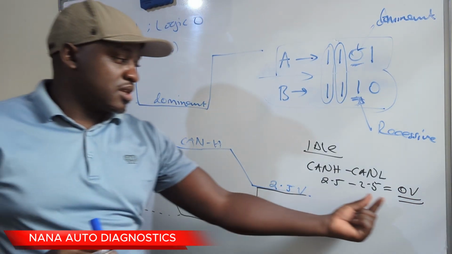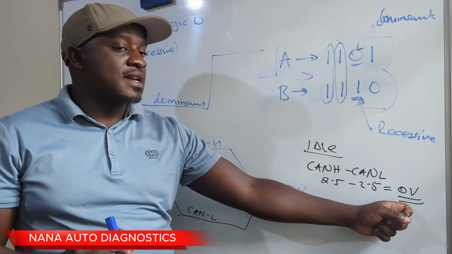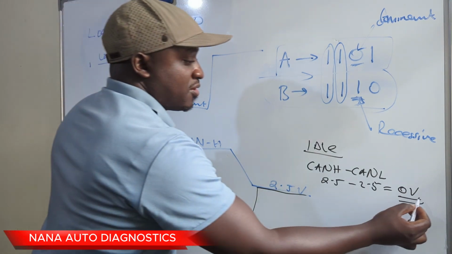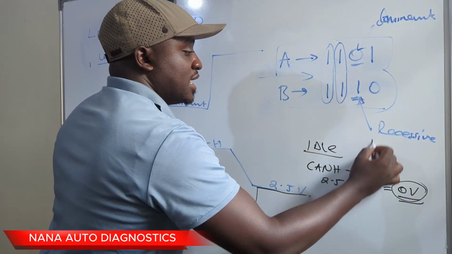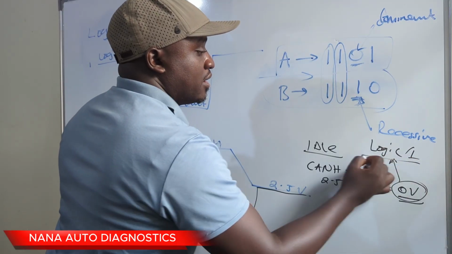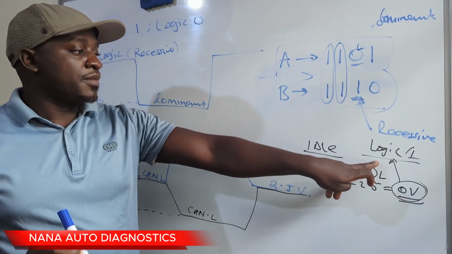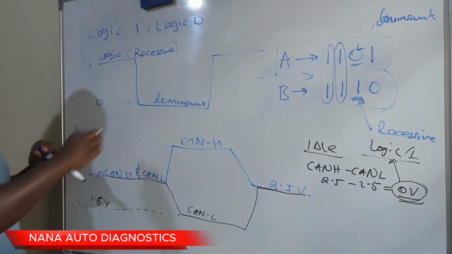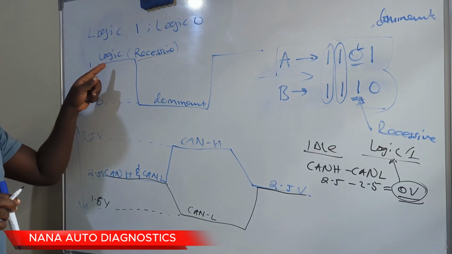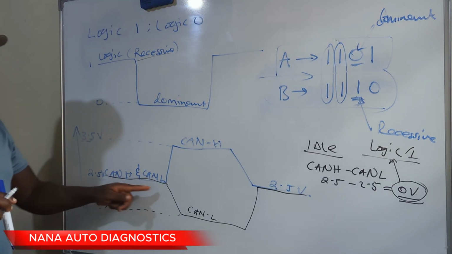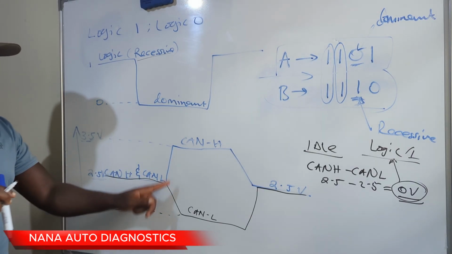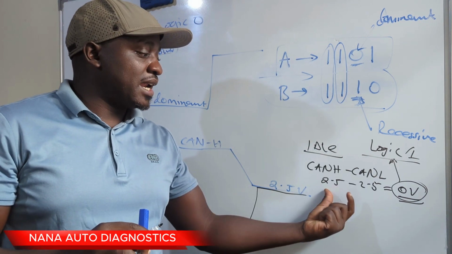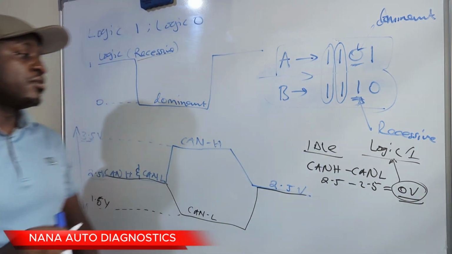Now whenever we have 0 volts on a CAN bus, that is considered as a logic 1, meaning the system is recessive or passive, so to say. That's why we have our recessive state here as a logic 1. In other words, we don't have any transmission on the bus if it's idle, and that occurs when the voltage difference between CAN high and CAN low is 0 volts.